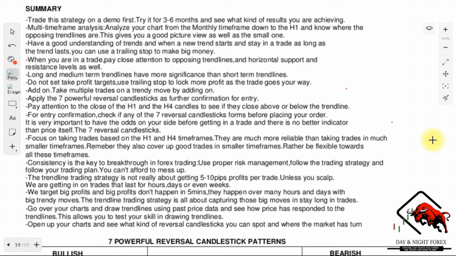Consistency is key to breaking through in forex trading, so use proper risk management, follow the trading strategy and follow your trading plan. You can't afford to mess up.